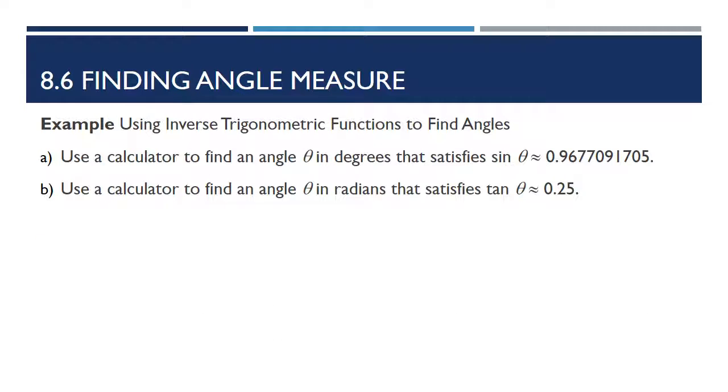So, you're going to use a calculator to find an angle theta in degrees. Now, you do have to be in degree mode for this. To find the angle where the sine is 0.9677091705, you'll do second sine, make sure you're in degrees, and put that number in. And then for B, make sure you're in radians and do second tangent 0.25. Pause the recording, give these 2 problems a try, and resume to check your answer.